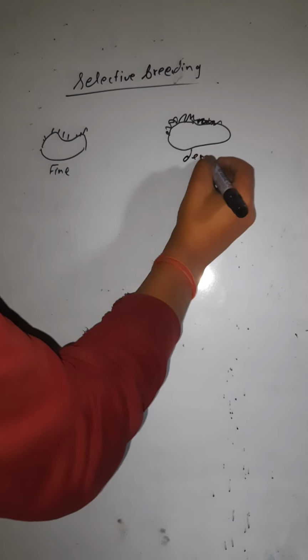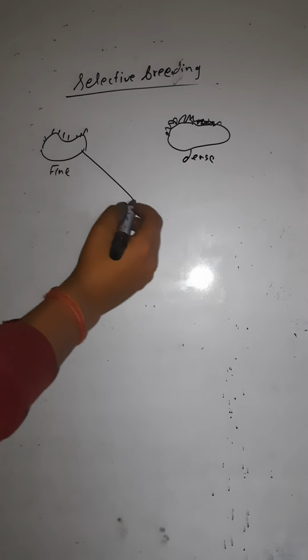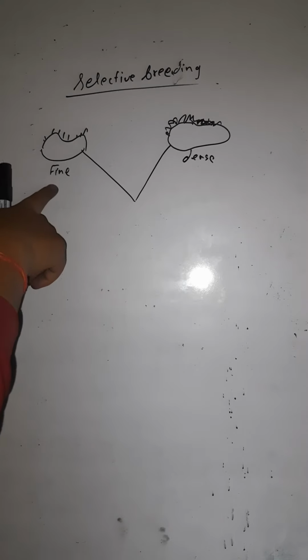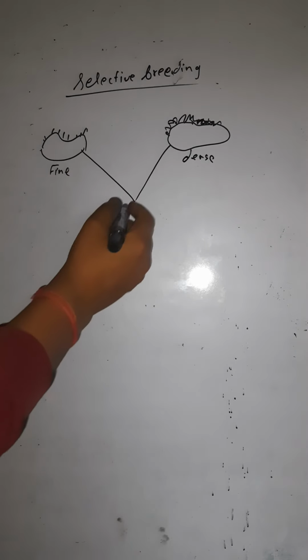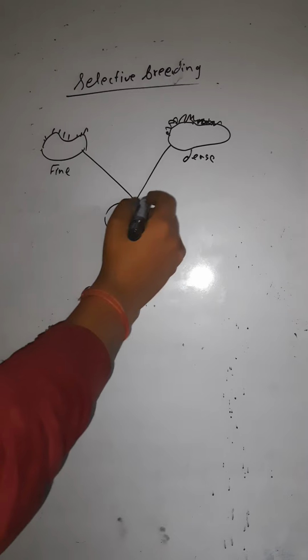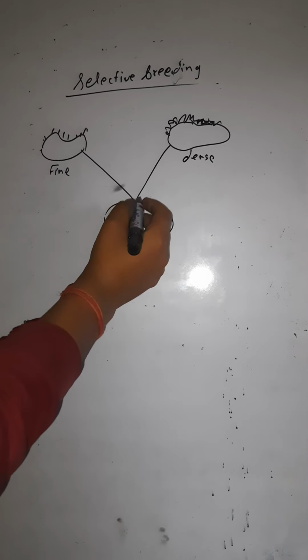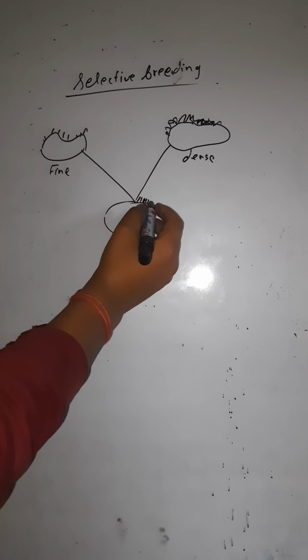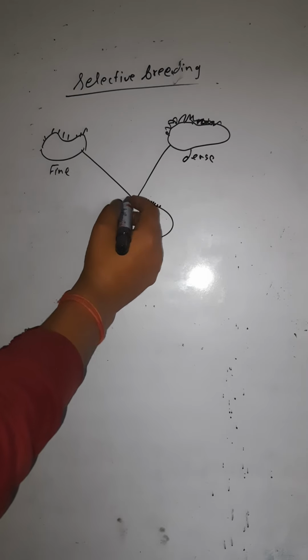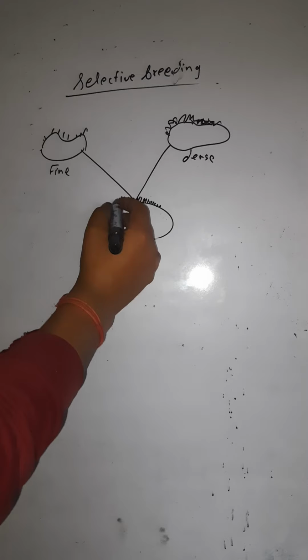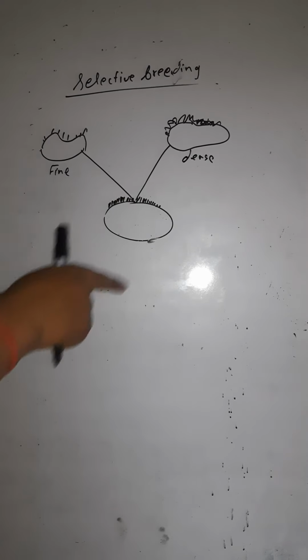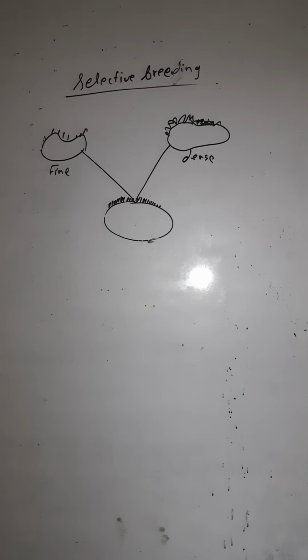Now with the help of cross breeding of both the sheep, the fine one and the dense one, I am getting another sheep that has fine hair as well as dense hair. The hair would be fine, and all the hair would be dense. So this is how I am getting the enhanced quality wool hair. Are you getting this? Yes. So this process is called selective breeding.